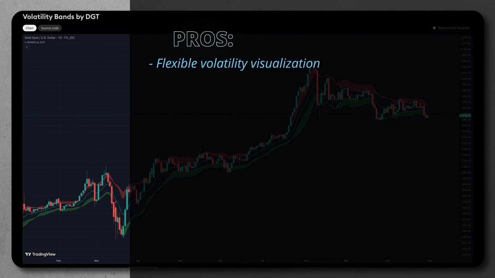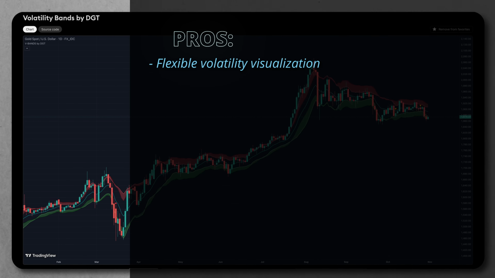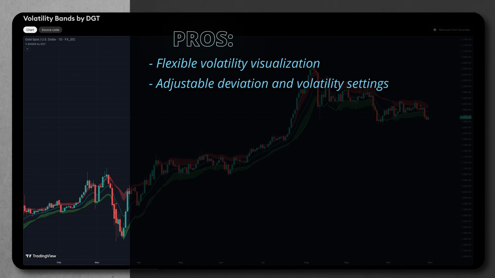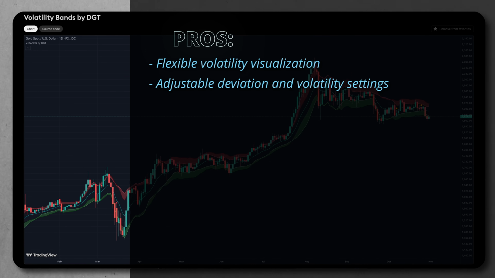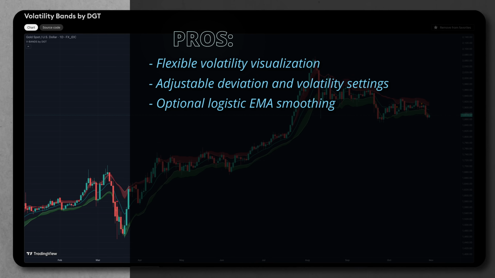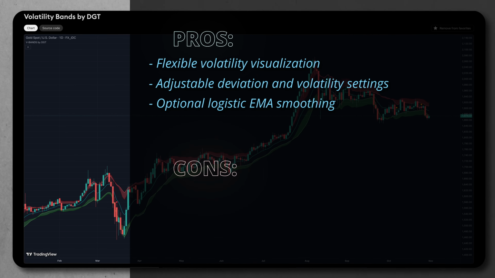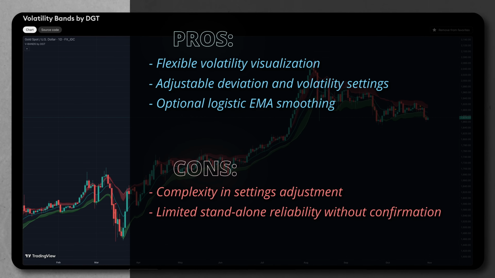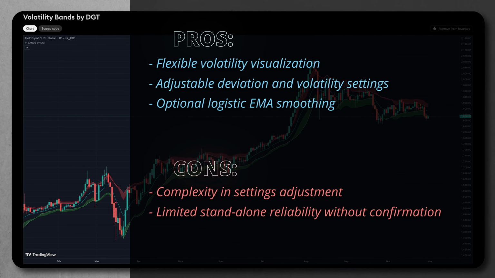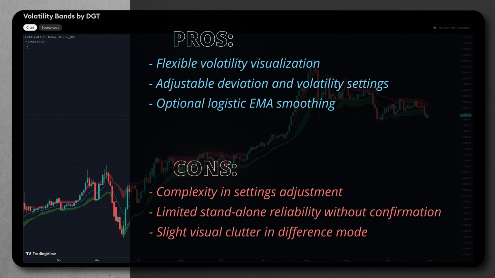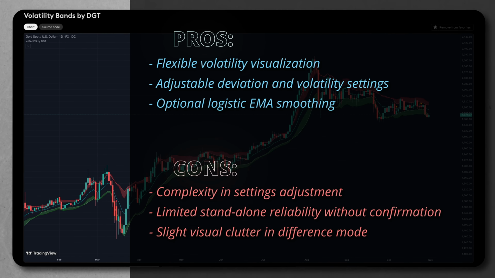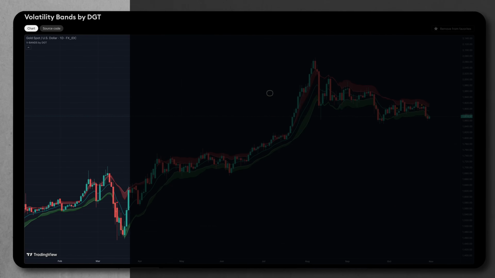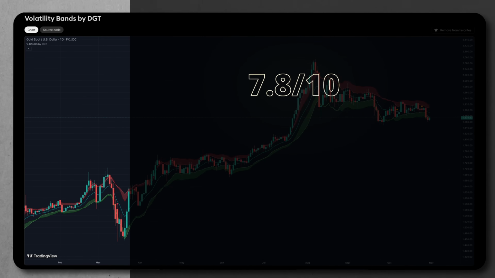Pros: flexible volatility visualization, adjustable deviation and volatility settings, optional logistic EMA smoothing. Cons: complexity and settings adjustment, limited standalone reliability without confirmation, slight visual clutter in difference mode. Ranking: 7.8 out of 10.